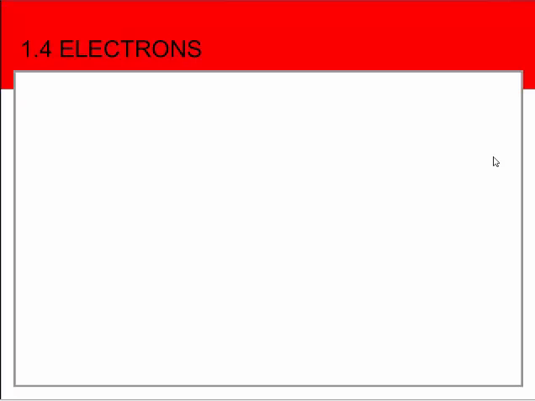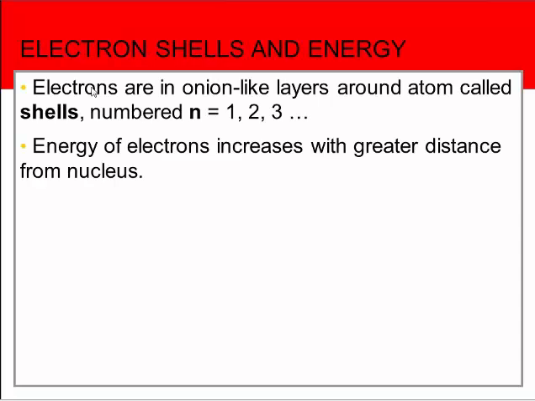The final section of Chapter 1 deals with electrons. Those are the small, very small particles that have a negative charge, and they are located outside of the nucleus in orbitals surrounding the nucleus. So they're located in onion-like layers around an atom called shells, and we number them with whole numbers starting with 1. 1, 2, 3. And as we get farther from the nucleus, the energy of the electron increases.